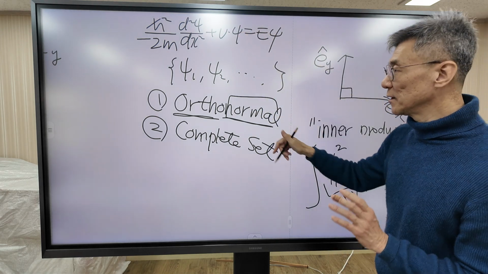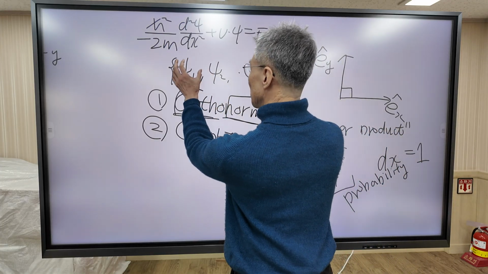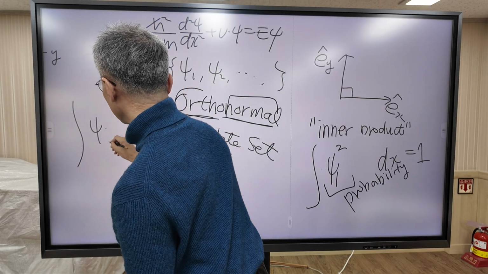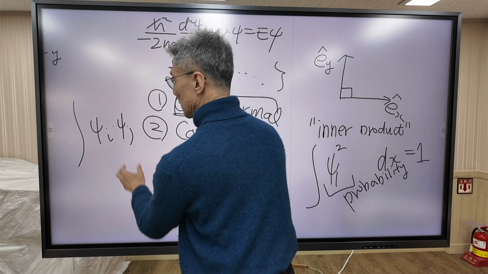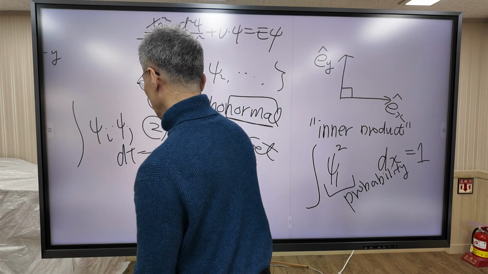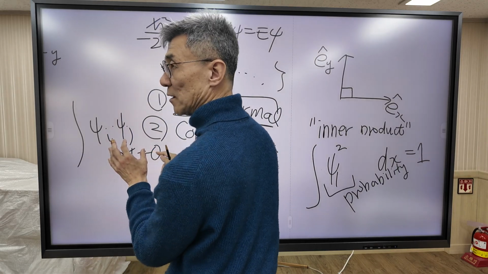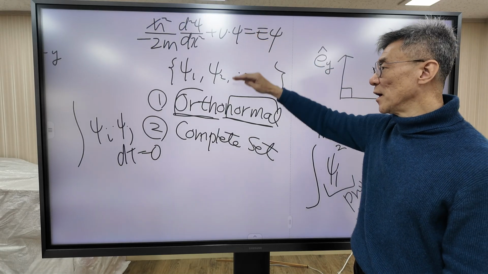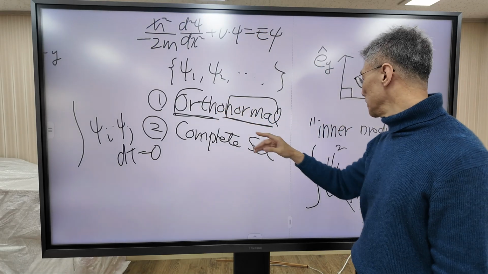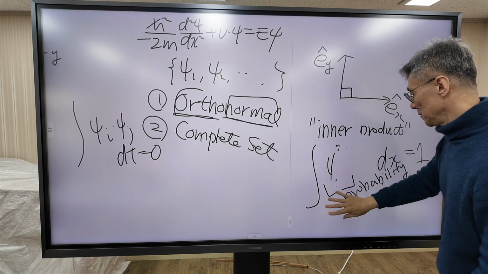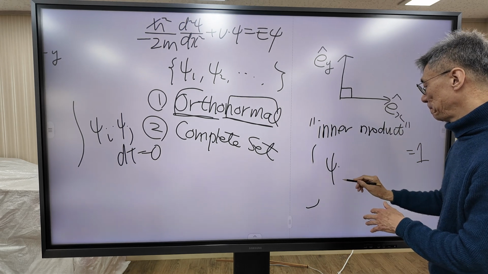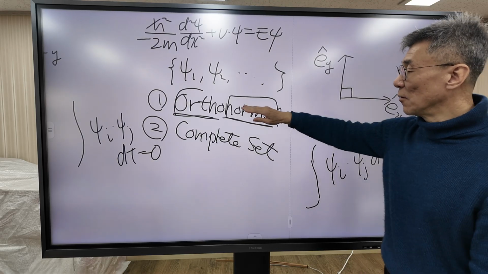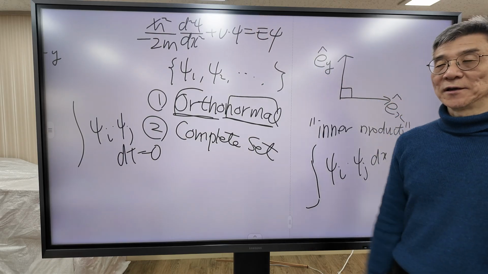And we can also prove this other part. If we take any two different functions, multiply and integrate, it is shown to be 0. It can be proved mathematically. So anyway, the solution to the Schrödinger equation satisfies this condition, given that the inner product is defined as this. So this property is always satisfied by the solutions of the Schrödinger equation.